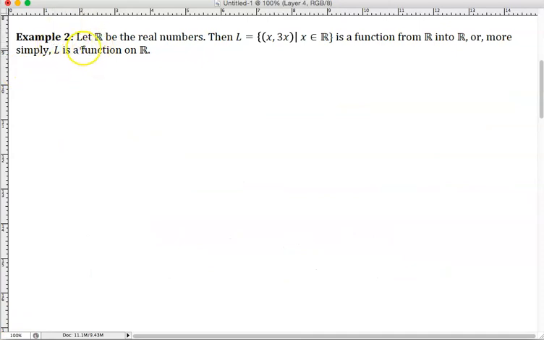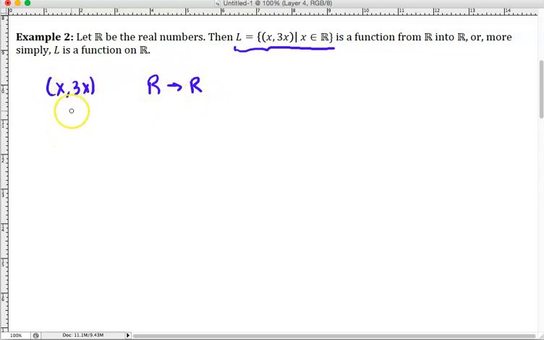In this example, R is the real numbers. We're going to look at this relation, which is defined in set builder notation. It contains pairs of points x, 3x. Basically the inputs are the x values, and the outputs are going to be 3 times the input values, where x is a real number. This is a relation going from the real numbers into the real numbers. That's the domain and the codomain.